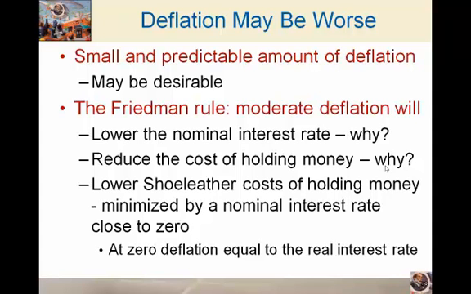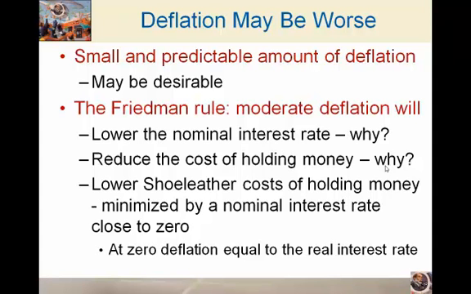Milton Friedman, who's what they call a monetarist. He's an economist. He's now died recently. He won the Nobel Prize for his work on money demand and money supply. A lot of the stuff you did today was also something he had a hand in developing. But Milton Friedman came up with this Friedman rule. What he said is that moderate deflation will lower the nominal interest rate.